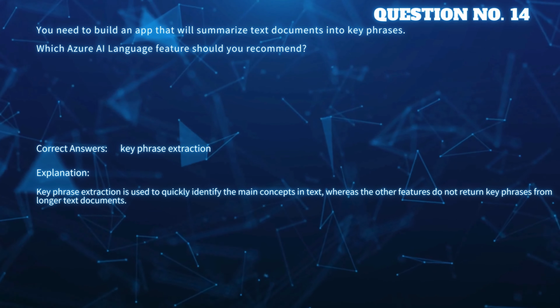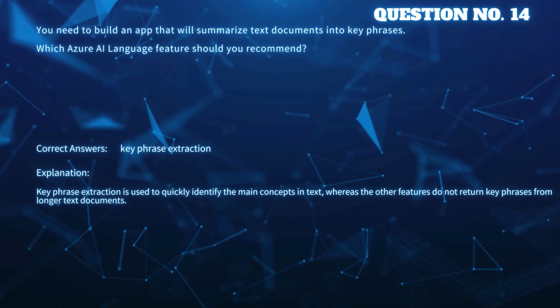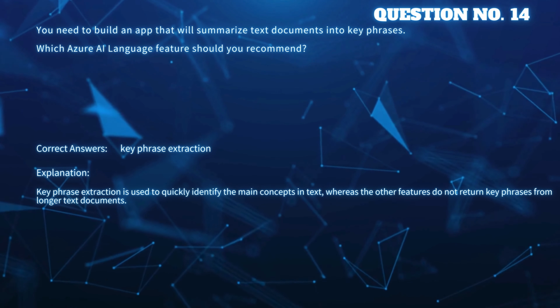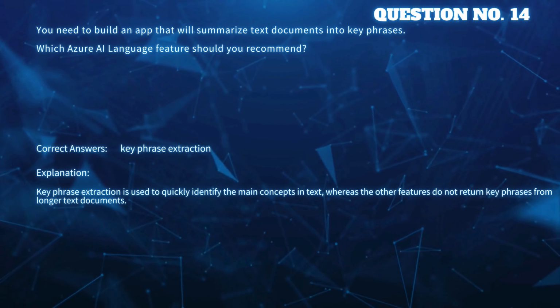Correct answer, key phrase extraction. Explanation, key phrase extraction is used to quickly identify the main concepts in text, whereas the other features do not return key phrases from longer text documents.